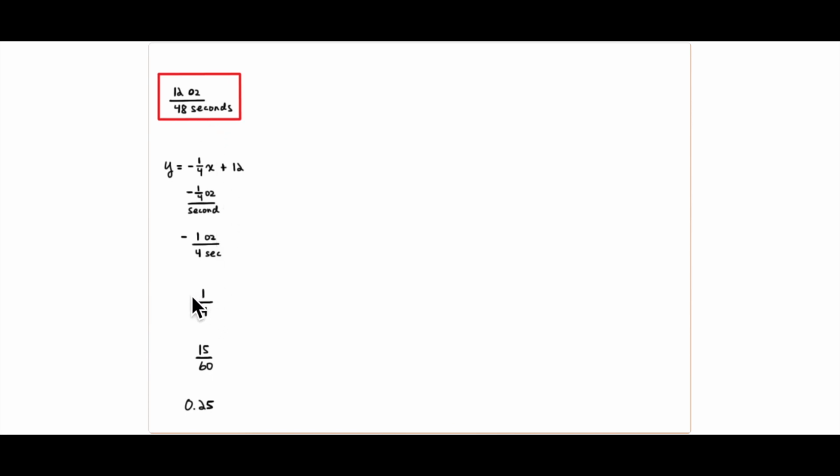So this is the same as 1 ounce every 4 seconds. I'm going to change it to 60ths. I'll tell you why in just a second. But then if you change that to a decimal value, so the slowest rate is 25/100 ounces per second. So a 1/4 of an ounce per second. That's really where we started at, 1/4 of an ounce per second.